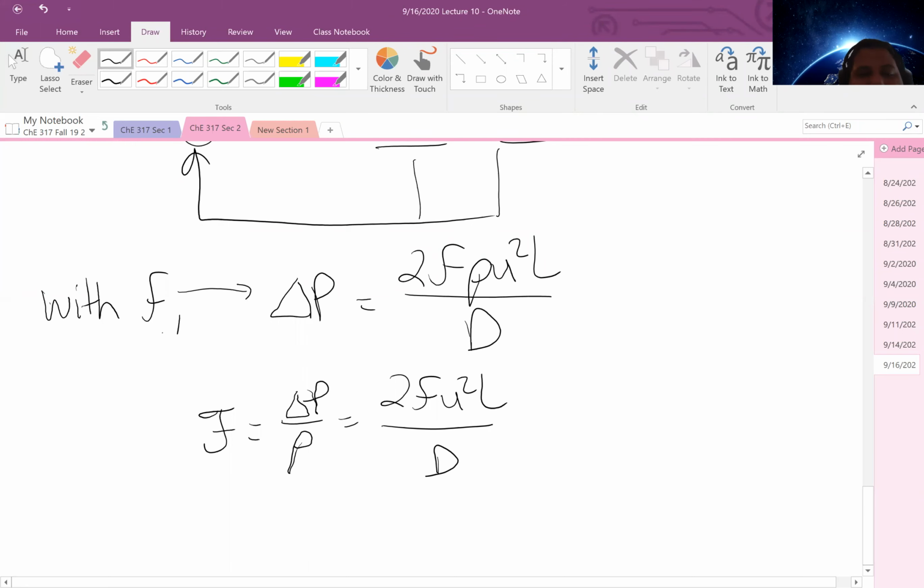So with that friction factor, you can calculate the expected pressure drop due to the skin friction, or if you're looking for the frictional term itself, you simply divide by density to get your frictional dissipation.